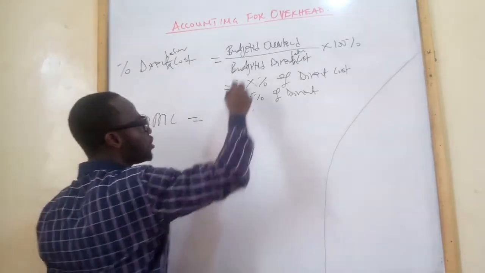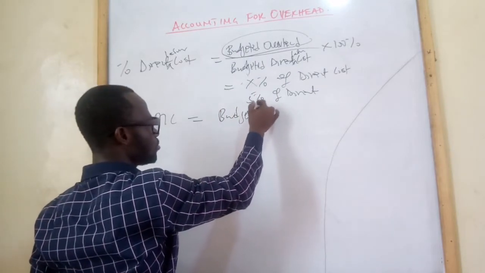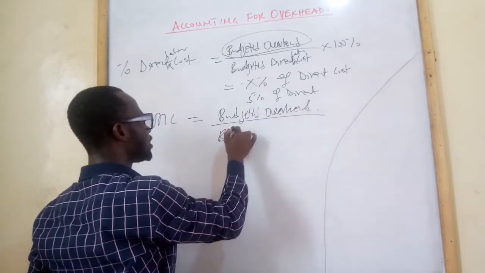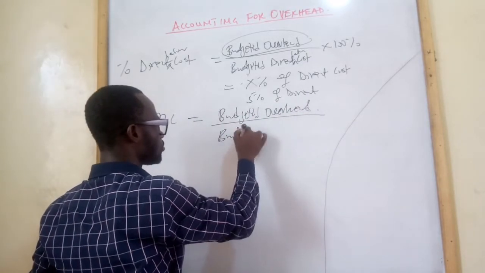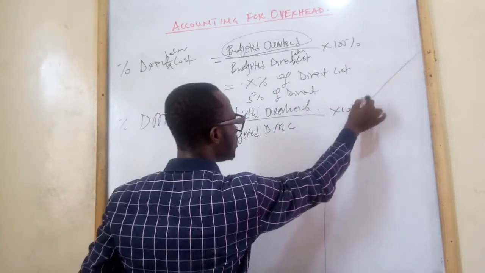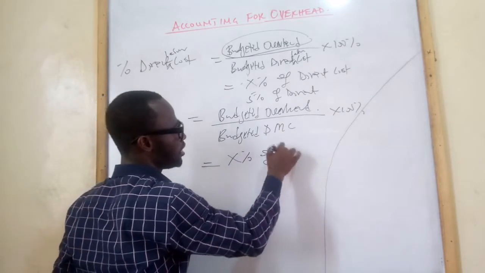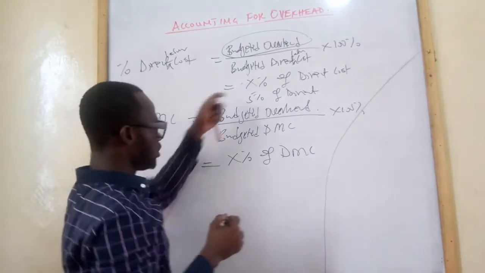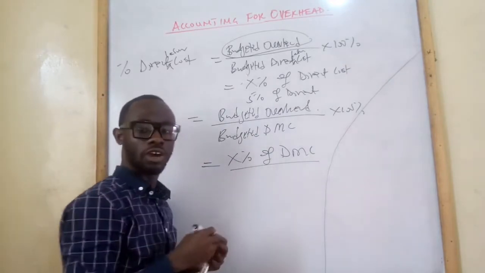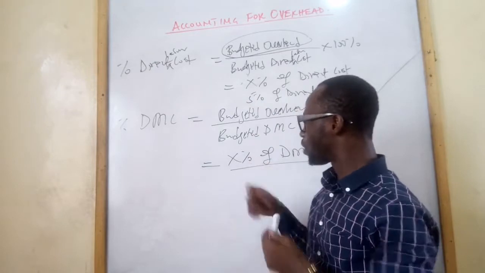With the direct material cost, it's going to take the same formula, budgeted overhead over, this time around, budgeted direct material cost, also times what? 100. Whatever answer you get is going to be X% of direct material cost. This is X% of direct labor cost. When you do this, you get X% of direct material cost. It means that when you go to the calculation of your cost sheet, you are going to take whatever percentage.